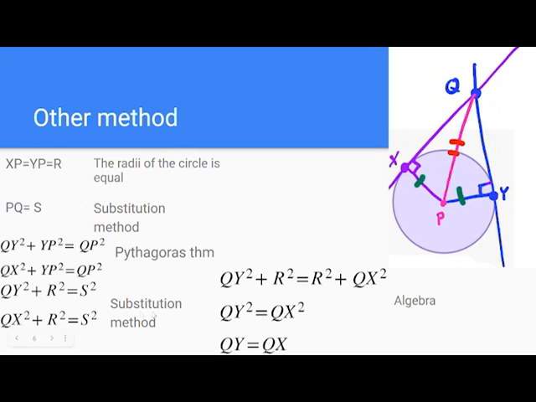If you want to double check the math, ignore the part where it says QY squared twice. It should be XP squared. So make a mental note. I'm probably going to put that in the description down below to clarify that.